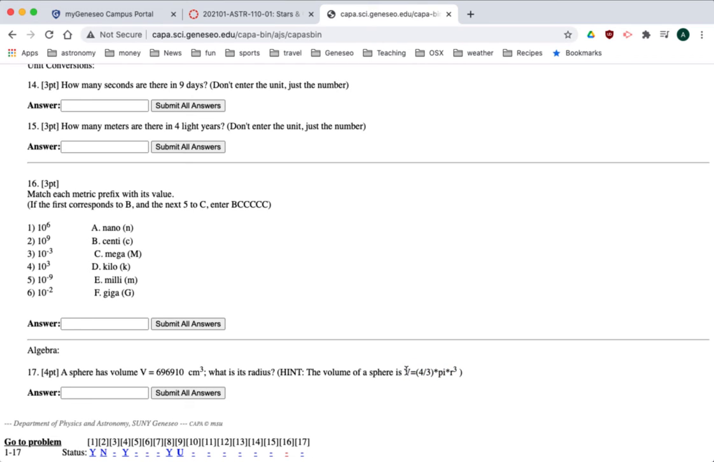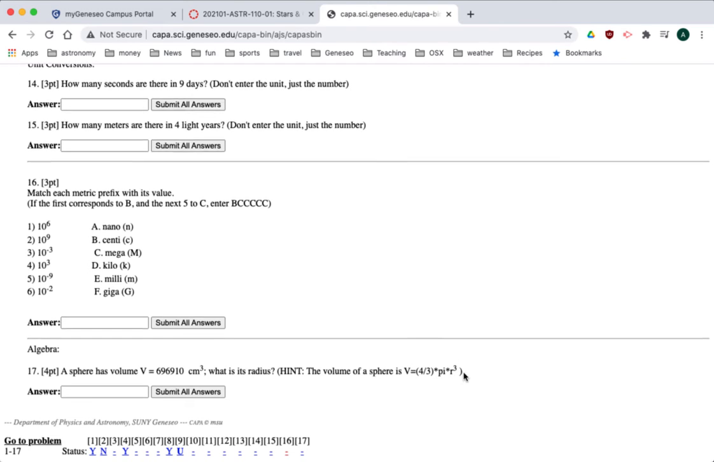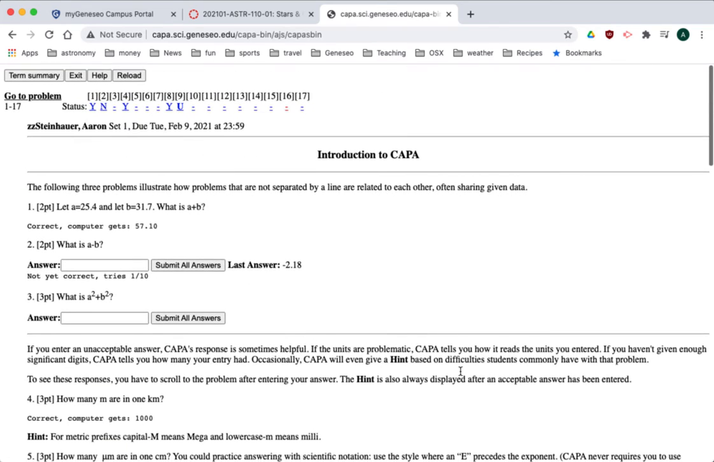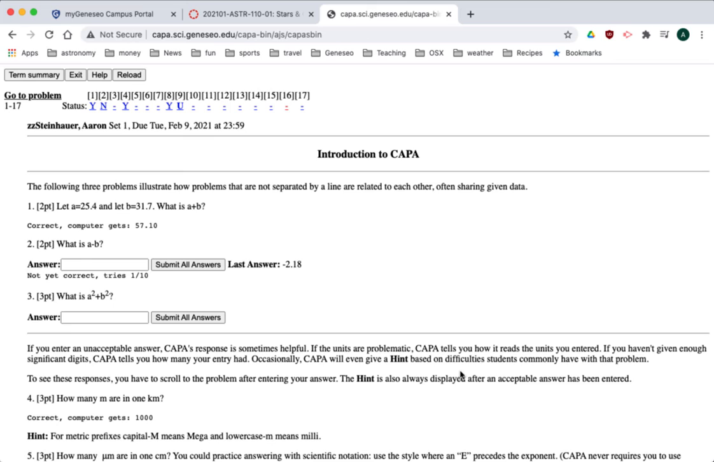We have the volume of a sphere formula here, 4/3 pi r cubed. I give you a volume and ask you to solve for the radius. So have fun with that one. As always, if you have questions, you can ask me. And good luck with this.